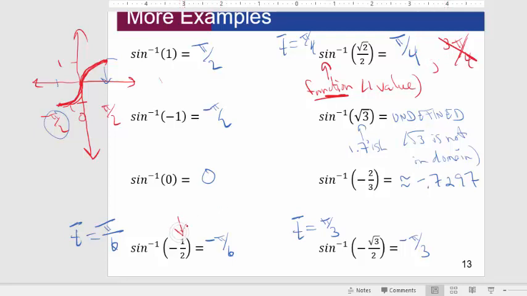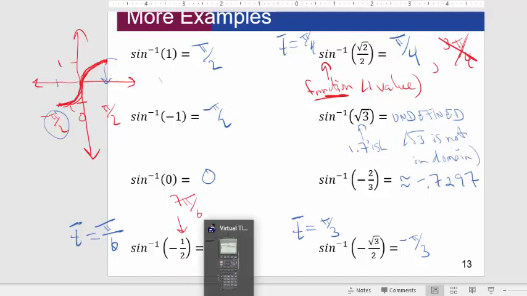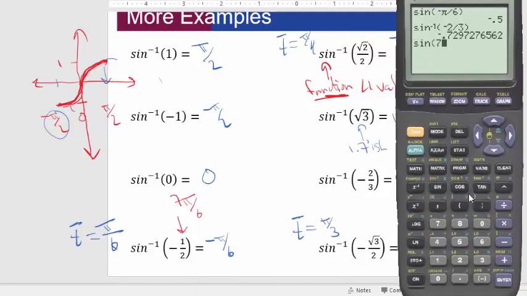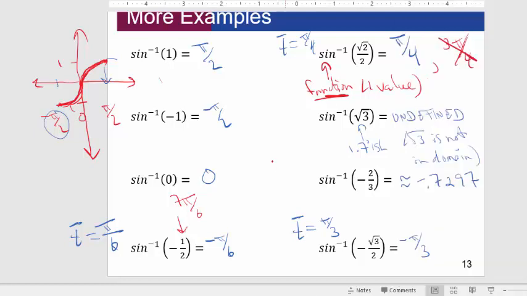Like you might say, all right, not only does negative pi over 6 have a sine of negative a half, but also the angle in the third quadrant, 7 pi over 6, also has a sine of negative 1/2, right? If I punch that in the calculator, what's the sine of 7 pi over 6? All right, that's also negative a half. The problem is, once again, we would reject this one because inverse sine is a function and we can only get one value for it. So 7 pi over 6 is not the value that we want.